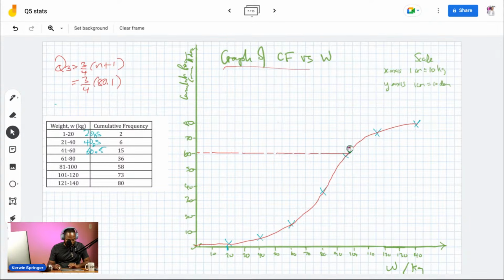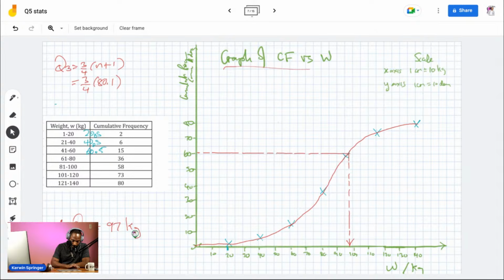Touch the graph. Hold on, let me make sure. Estimate the upper quartile. Yeah, 60.5 on the cumulative frequency, that is. And then you come back down here like this once you touch the graph. You could even put a little arrow if you want. And you read off that. How is it looking? It's looking like 97. So the upper quartile, Q3, is equal to 97 kg.